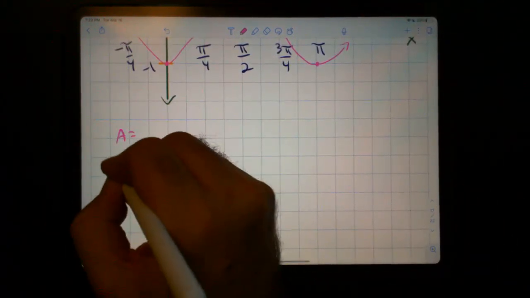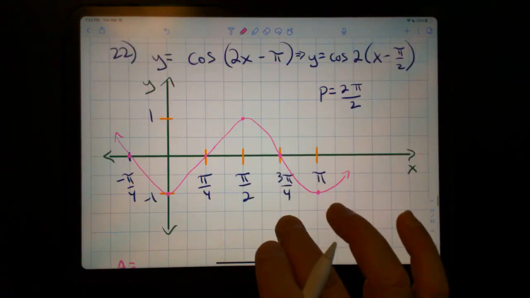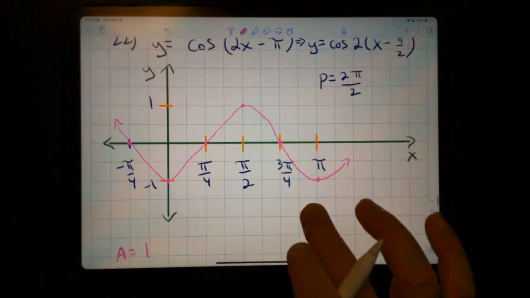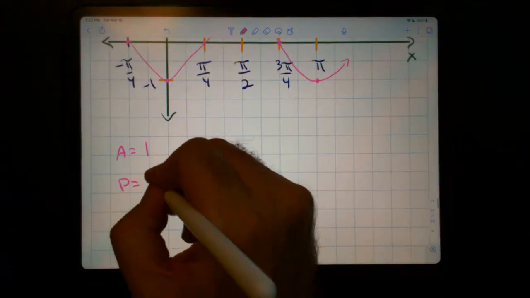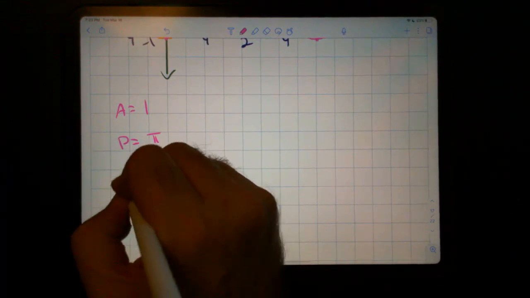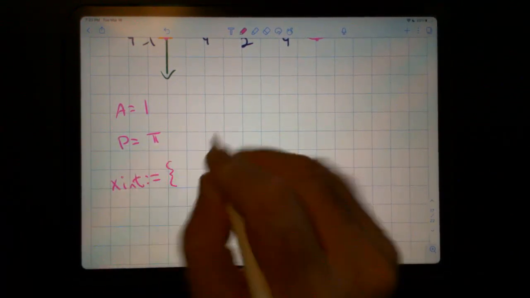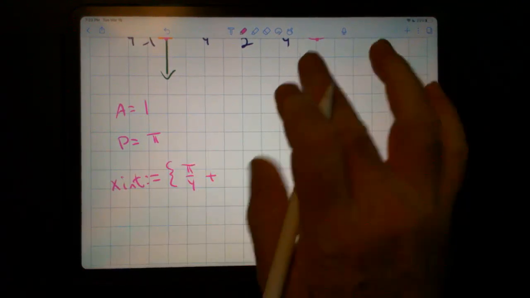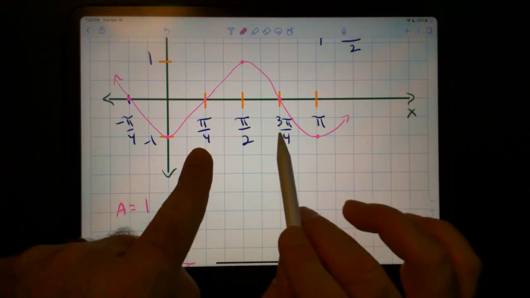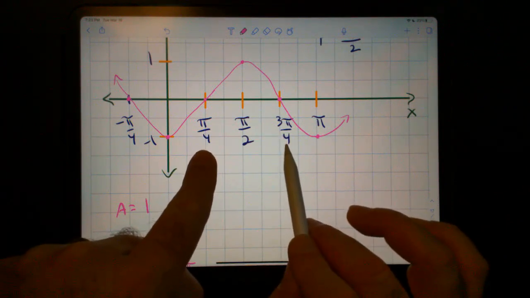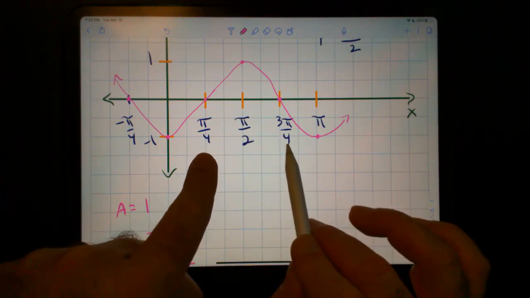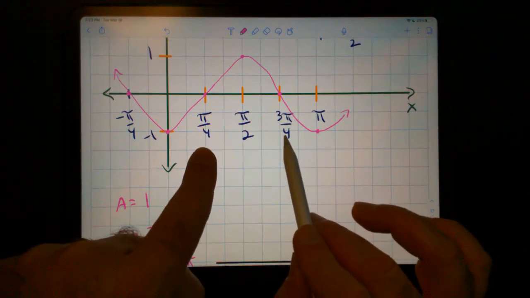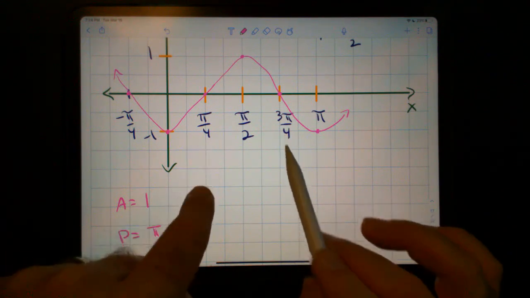So our amplitude is 1. Our period is pi, and our x-intercept is defined as pi over 4 plus k pi over 4. Sorry, that's pi over 2. Pi over 2, so we have k pi over 2.